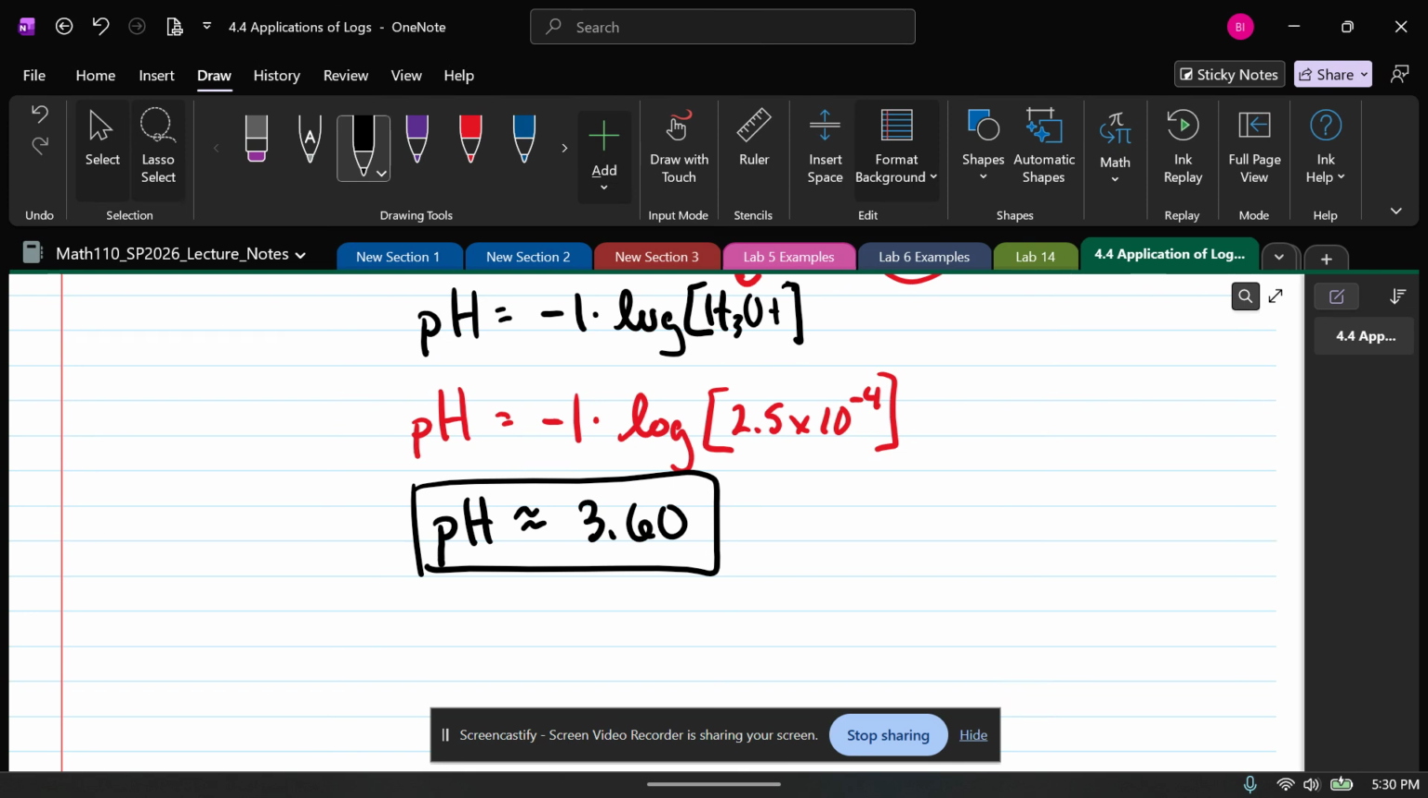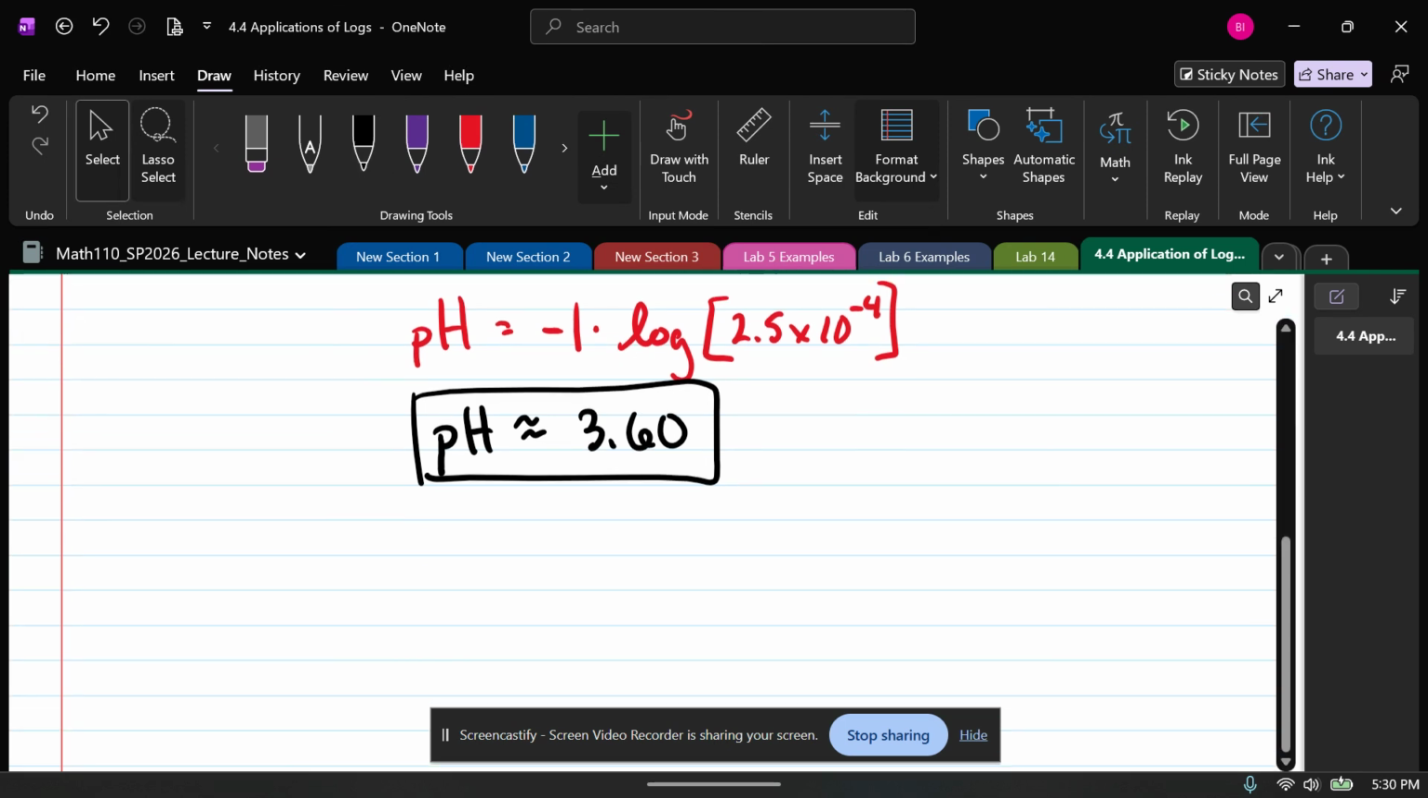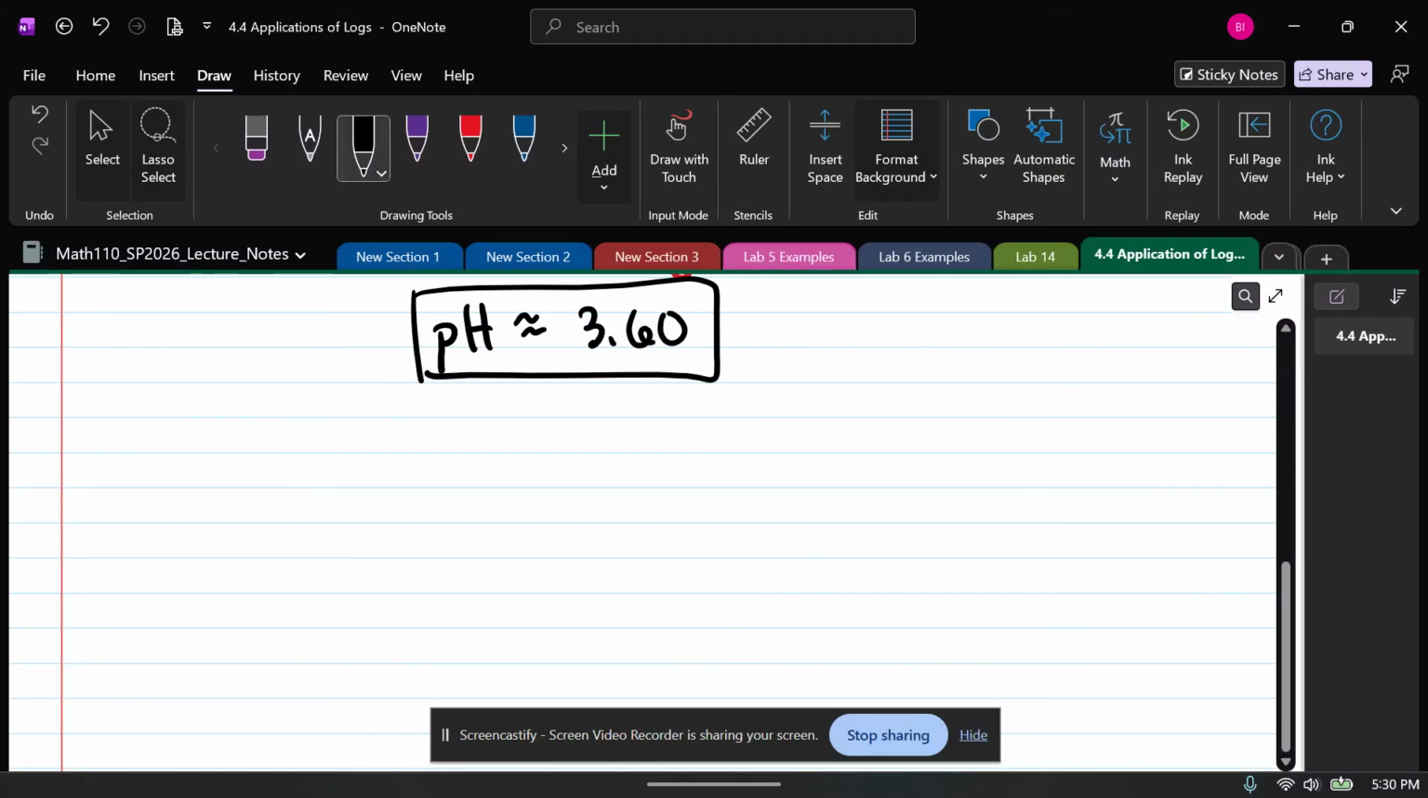The pH here, a 3.6, is too acidic. You want your water to be neutral, around a 7. That's definitely not at a 7. We would need to add some different chemicals to our water to get it more basic, because it's too acidic. So we would need to add some stuff to that.